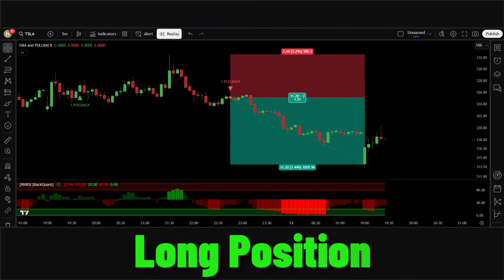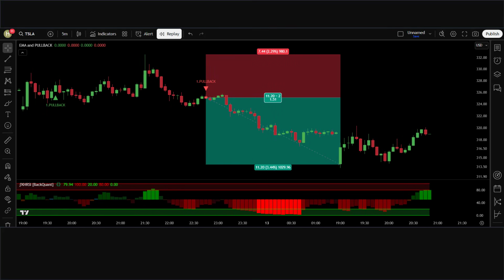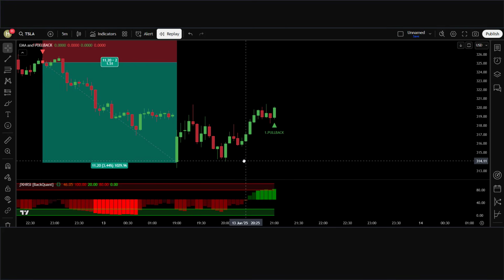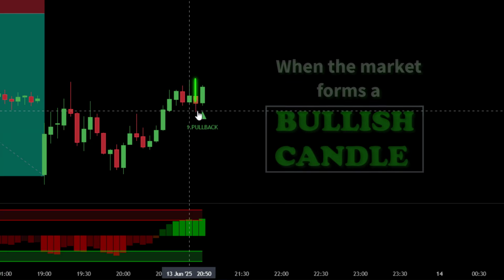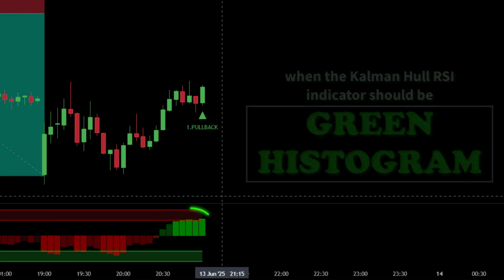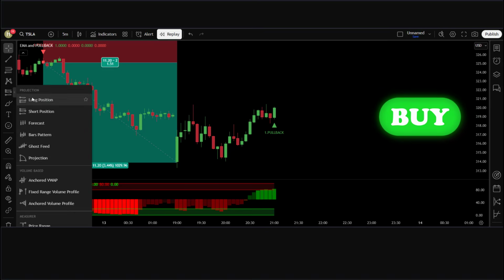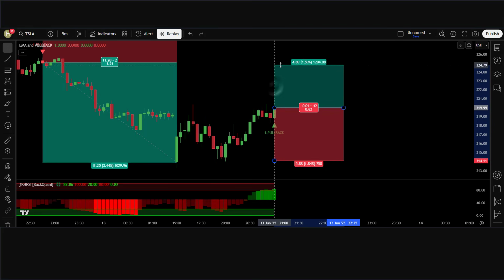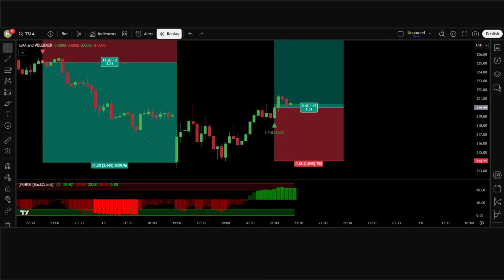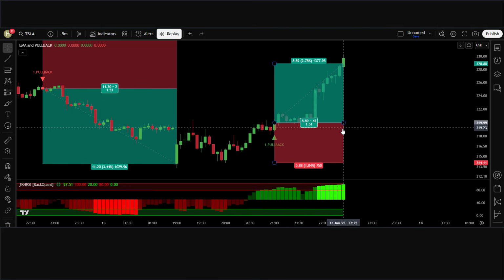Now let us understand the long position. When the EMA and pullback indicator gives us a buy signal, when the market has formed a bullish candle, and when the Kalman-Hull RSI indicator shows a green histogram, if these conditions are fulfilled, then we will place a buy order. Our stop loss will be placed at the current market's lower level, and the risk to reward ratio will be 1:1.5. The market has completely hit the target.